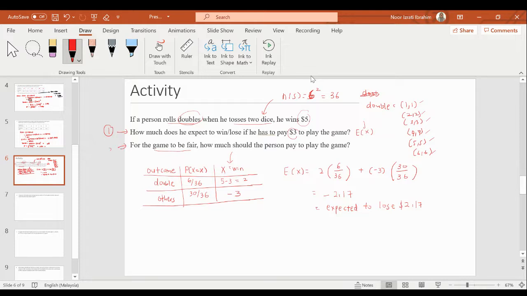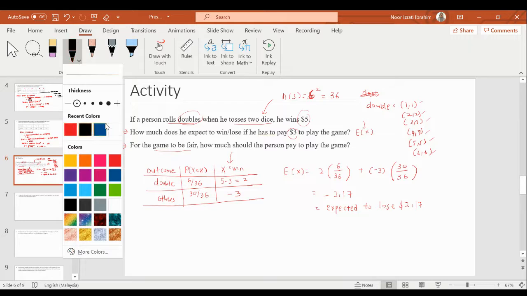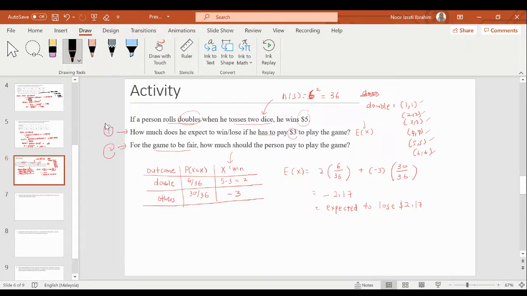Okay, the B, number 2. For the game to be fair, how much should the person pay to play the game? So what do we mean by a game to be fair? A fair game means we don't expect to lose or win. So if the game needs to be fair, the expected winning or losing will need to be equal to 0.